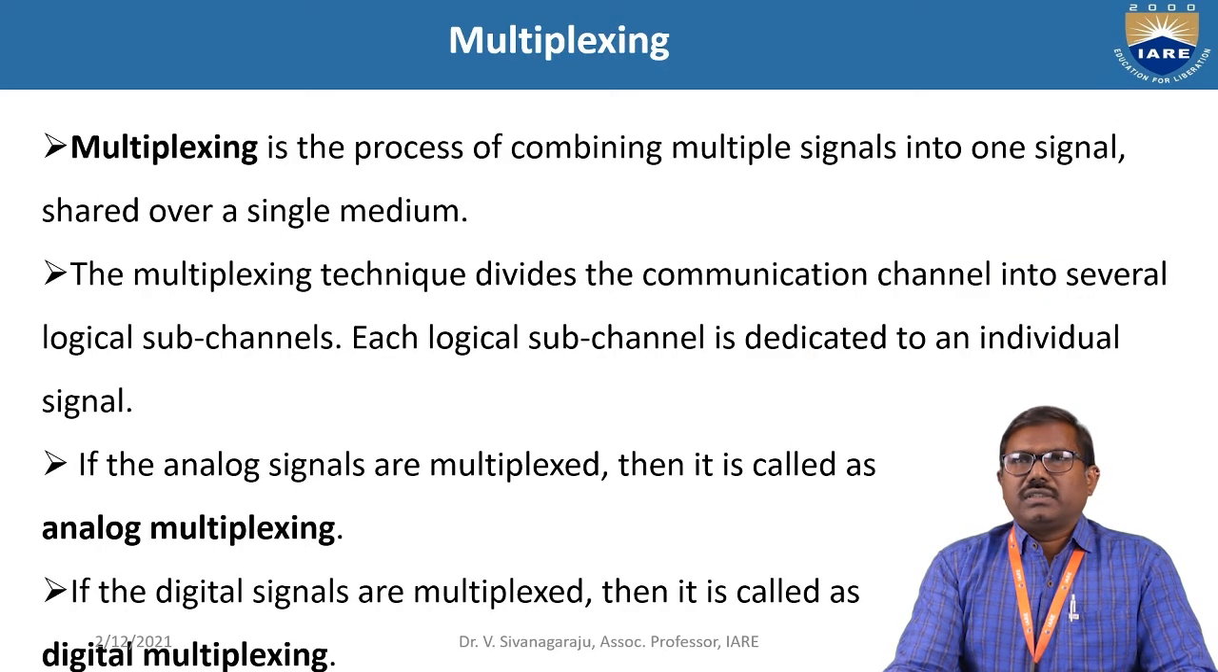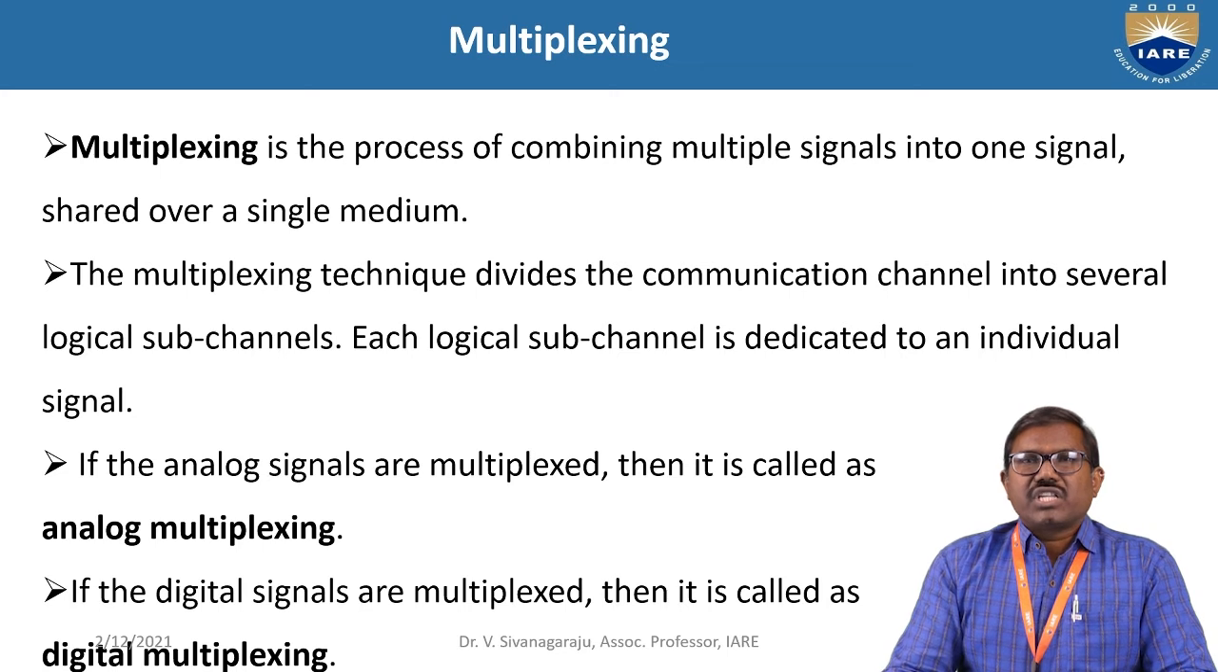So coming to the next slide, multiplexing. So what is multiplexing? Multiplexing is the process of combining multiple signals into one signal shared over a single medium. If analog signals are multiplexed, it is called analog multiplexing. If digital signals are multiplexed, it is called digital multiplexing. Already we said the information may be analog or digital.